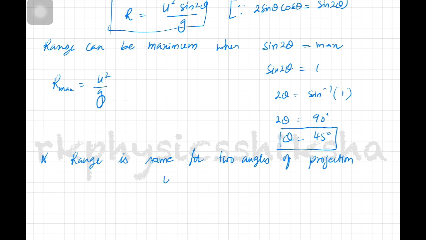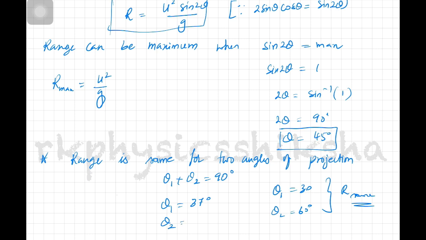What are the two angles? They are called complementary angles. That means the sum of the two angles should be equal to 90 degrees. For example, if you project with theta 1 equal to 30 degrees and theta 2 equal to 60 degrees, then you have the same range. Similarly, if you take theta 1 as 37 degrees, the range will be the same as for the other angle, 53 degrees. So the range can be the same at two angles of projection with the same velocity. What are these two angles called? Complementary angles, where their sum will always be equal to 90 degrees.